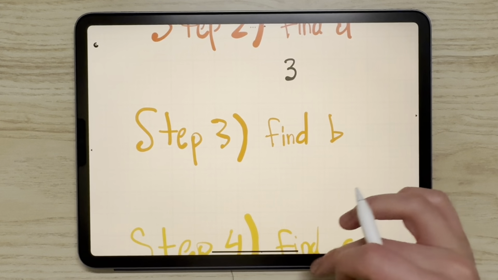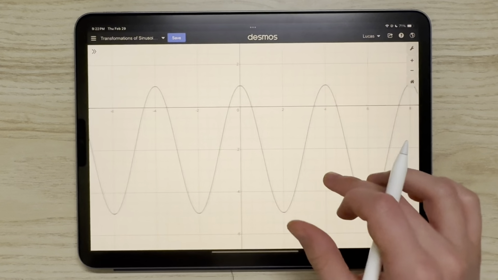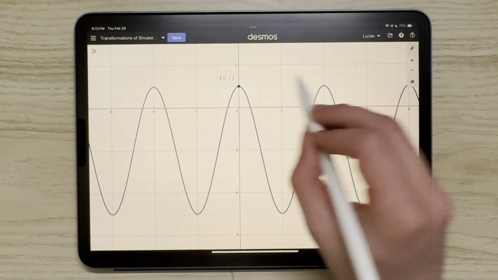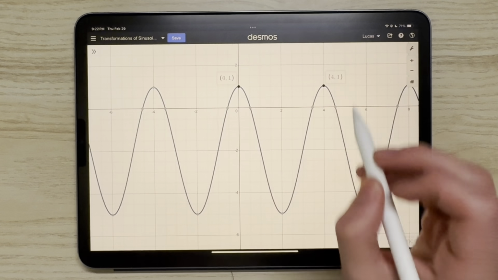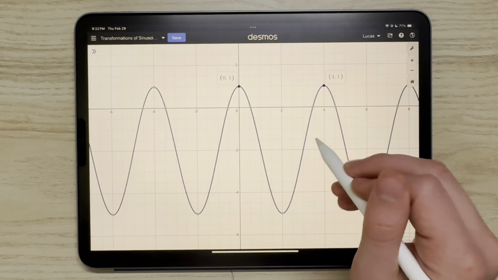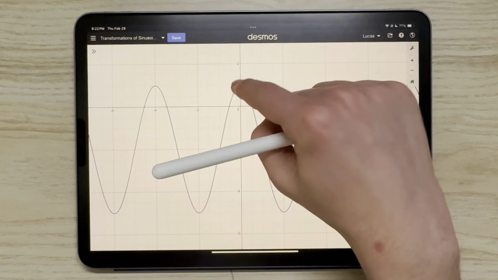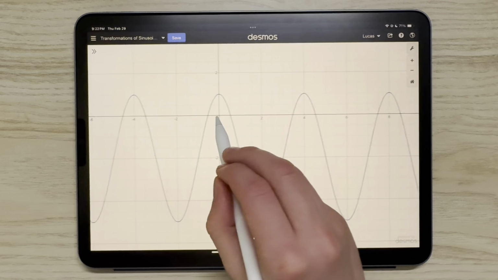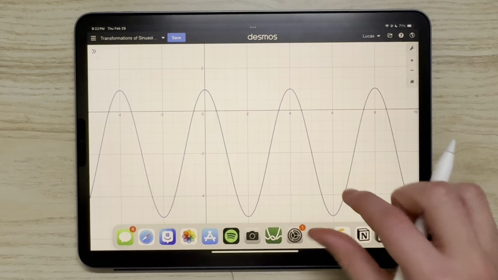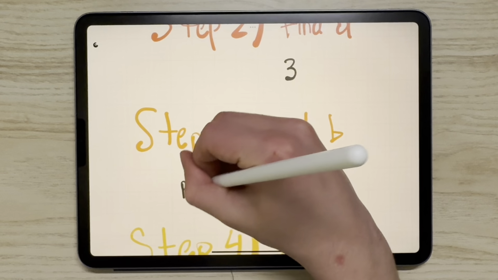Now let's find b. So b is how often the graph repeats. And the graph repeats whenever you go from one maximum to the next, or from one middle to the next. It doesn't really matter which one you choose, just as long as you find the next time it repeats. So this starts at 0, and the next time it's at a maximum is at 4. So that means we have a period of 4. So our period is 4.